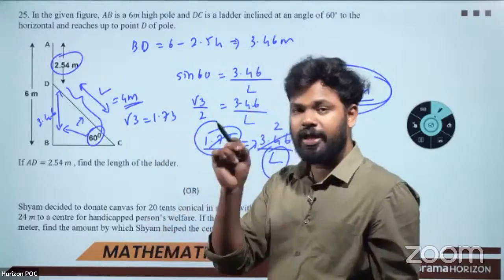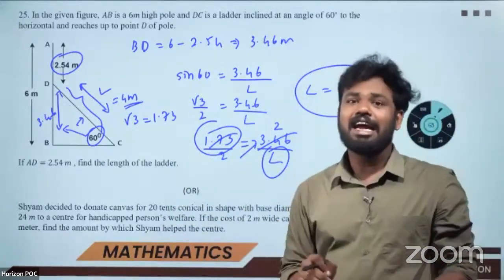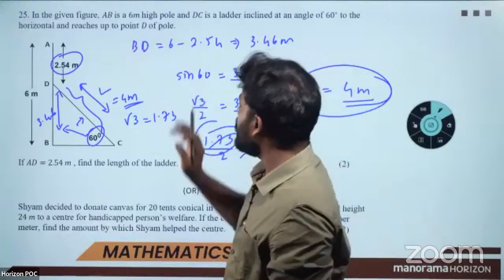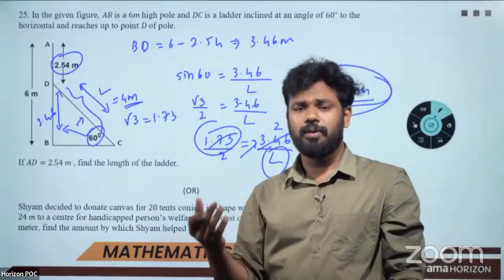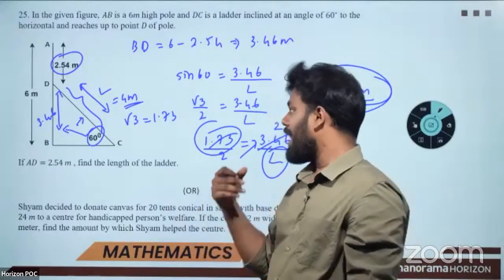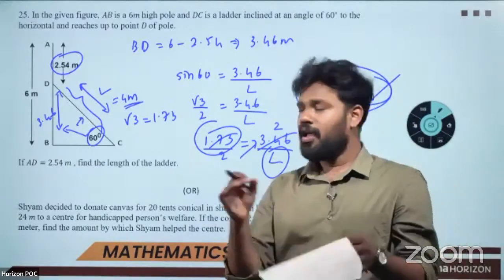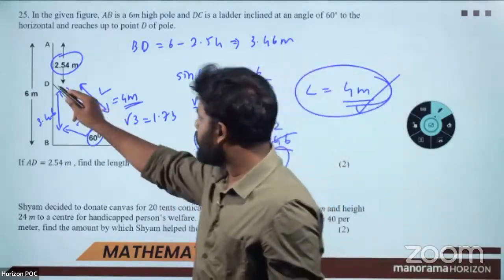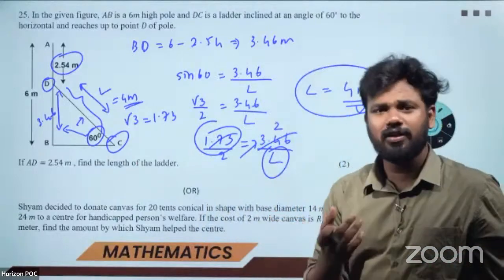In some cases, the question itself will give you root 3 as 1.73. If that is the case, then you can write directly without approximation, that is the exact answer. But here they are not giving us what root 3 is, so I took it as 1.73. I could have taken more decimal places and I would have got a more accurate value. So this is just an approximate value. That is the distance between this point here and this point on the ground: 4 meter. That is the length of the ladder.